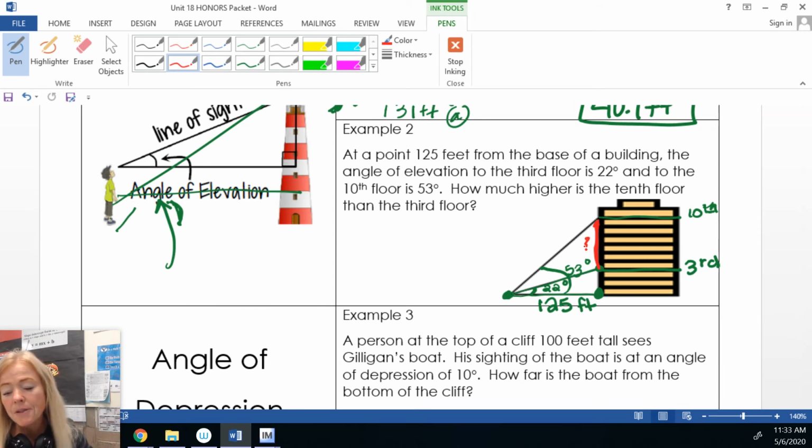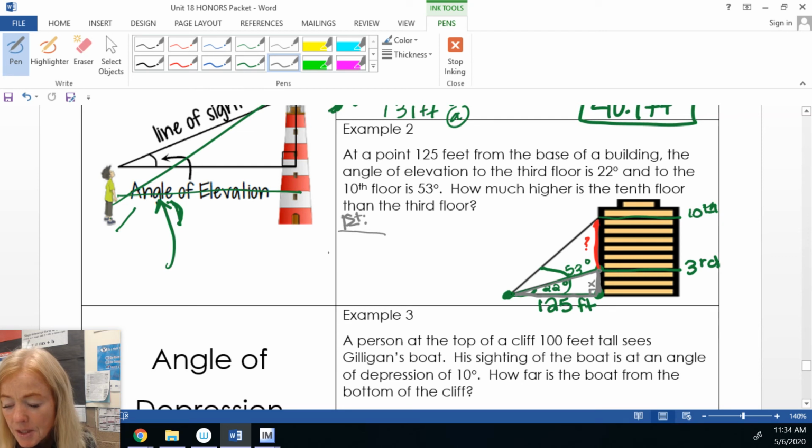Basically, what we'll have to do, and I'm going to try to outline these in a different color so you can see, is first find this height right here, the height to the third floor. So we need to find that value that takes us from there to there. We can find that because we have a right triangle, an angle of 22 degrees, and one measurement of a leg, 125 feet. So we're going to use that information first.